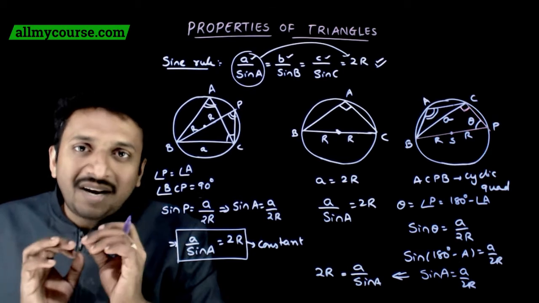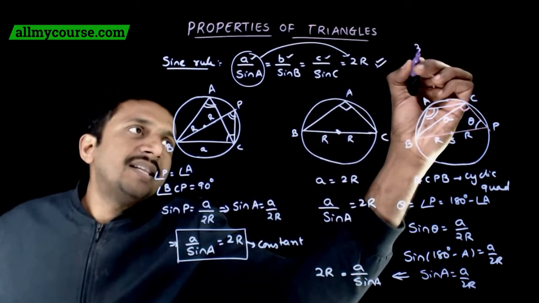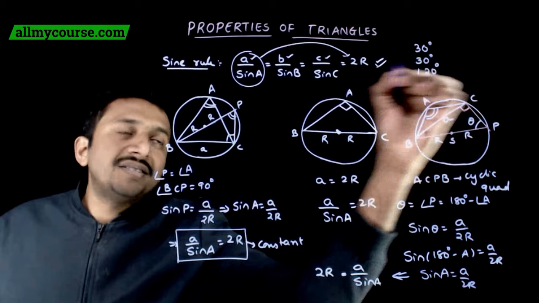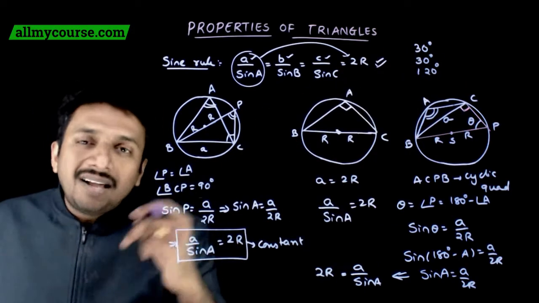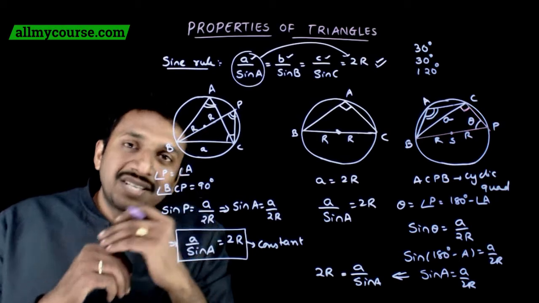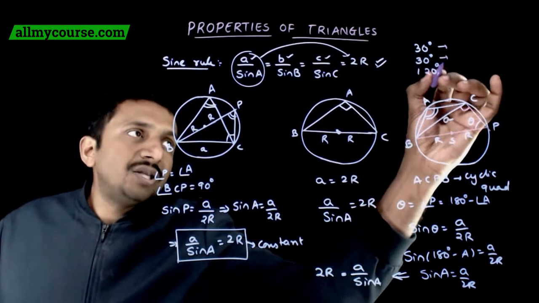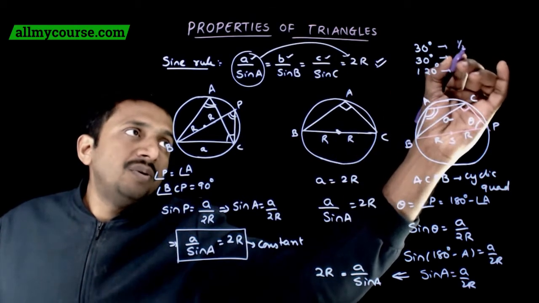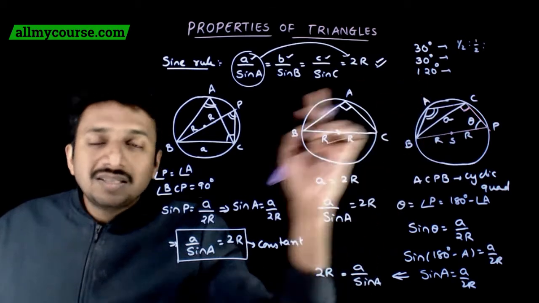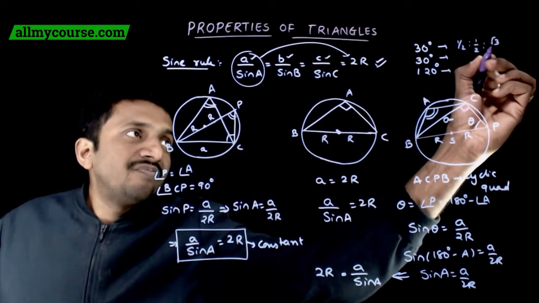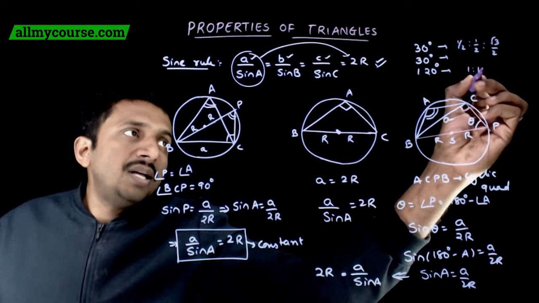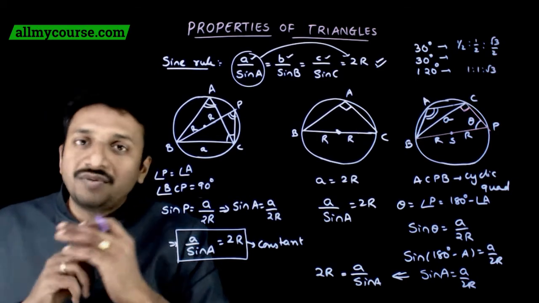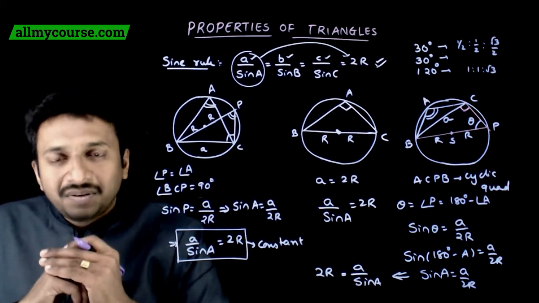So if you have a triangle whose angles are 30 degrees, 30 degrees and 120 degrees, what is the ratio of their sides? The sides will be in the ratio of their corresponding sines. That is 1 by 2 is to 1 by 2 is to sine 120, which is root 3 by 2. So the sides will be in the ratio 1 is to 1 is to root 3. This is one result which gives you the ratio of the sides if the angles are known.